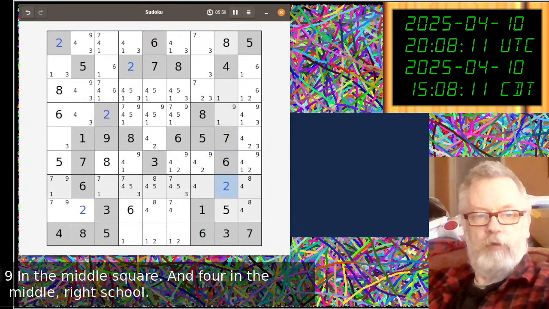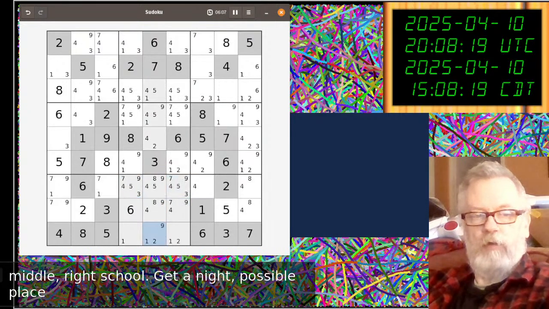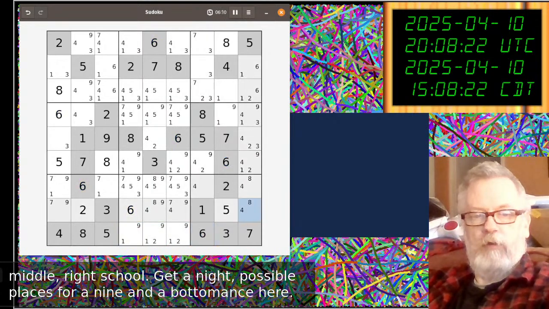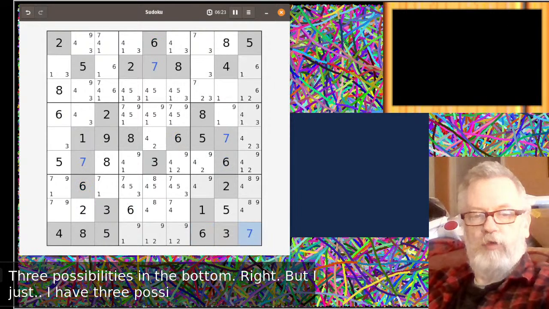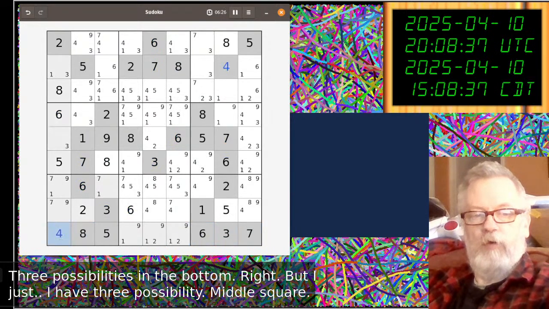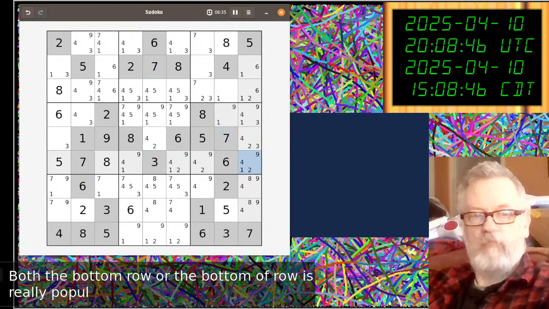I've got 8 possible places for a 9 in the bottom middle square. 3 possibilities in the bottom right, but I just noticed that I actually only have 3 possibilities in the bottom middle square because the bottom row is fully populated in the bottom left and the bottom right with givens, i.e. ones that were there to start.